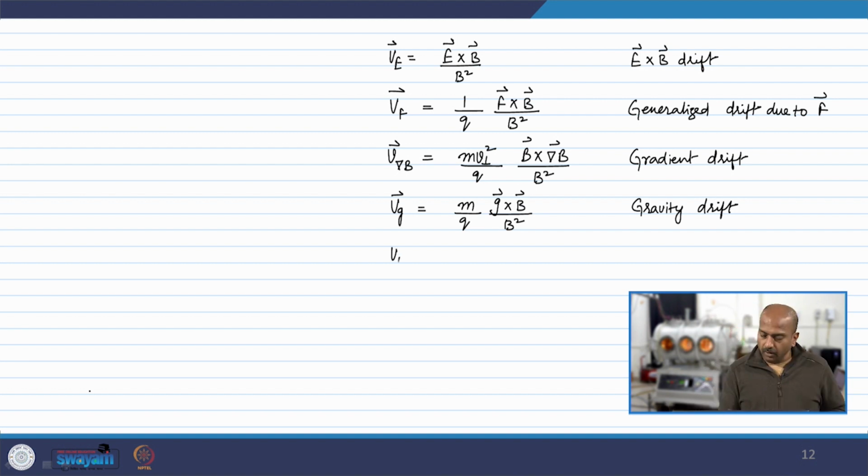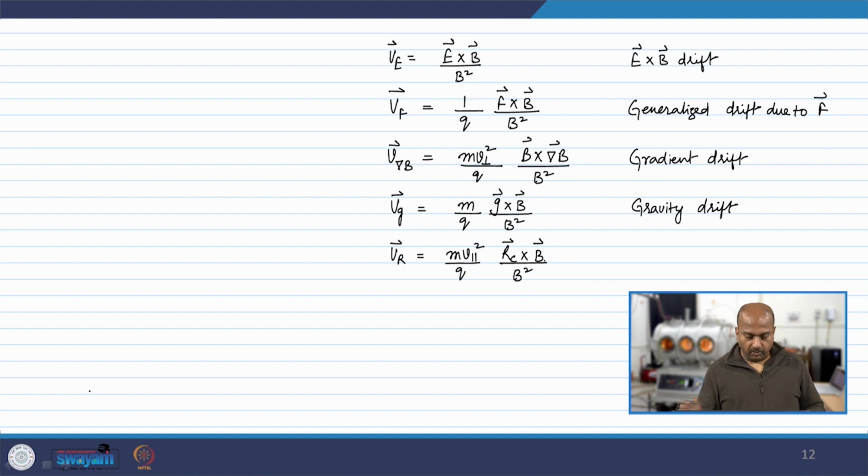drift. V_R, the curvature drift, m V parallel square divided by q times R_C cross B by B square. This is the curvature drift, right. So, why these things appear, all of this is already discussed in earlier videos, you can go and watch them, right. But this is the flow that we have maintained so far.